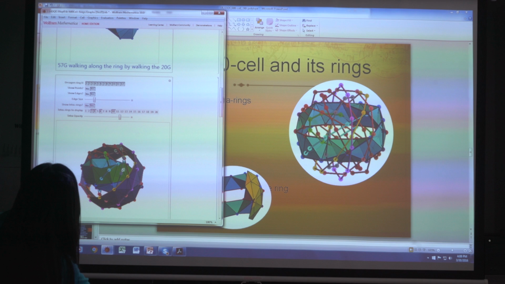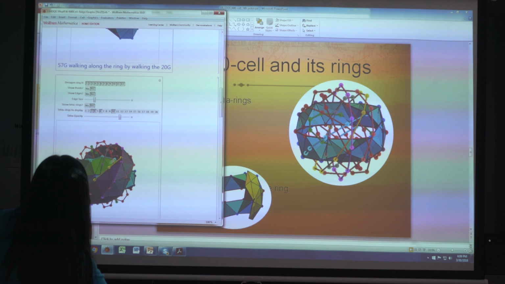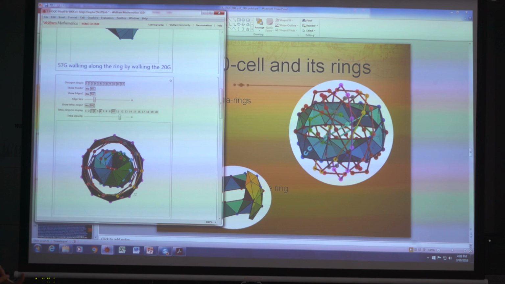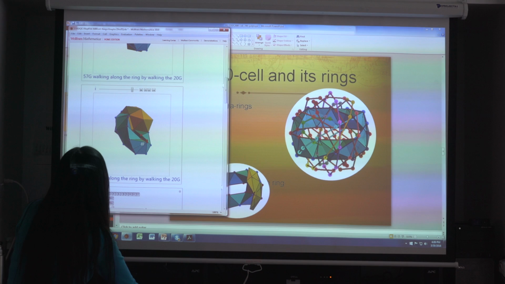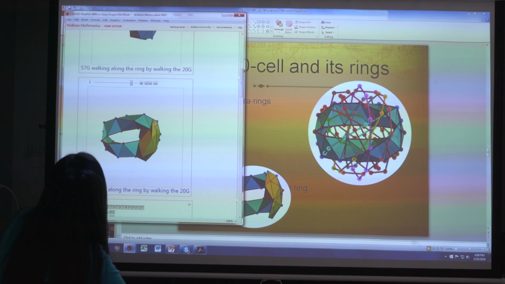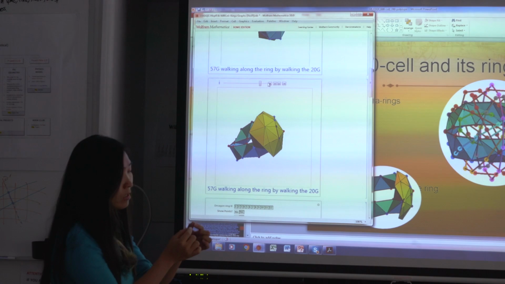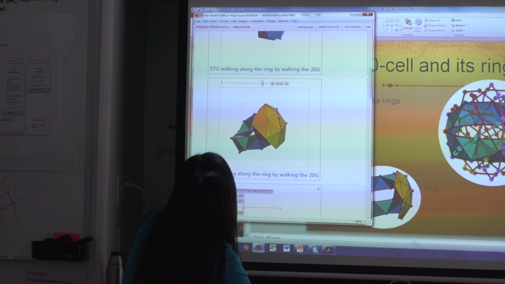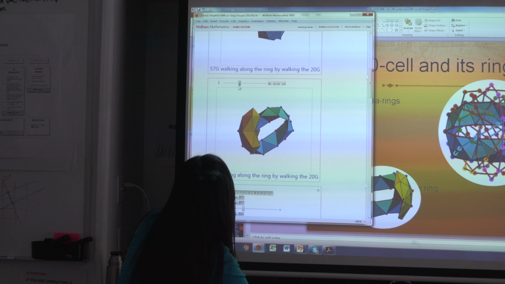But okay, so then we were thinking, if we wanted to model the 20 group or 57 group as a walking particle, what would it look like? So this is why I made this. Ray wants to make a ring on this shape. So this is a 57 group, basically: 57 tetrahedra with one tetrahedron at the center, and each vertex has around it 20 tetrahedra. So then you can see how the 57 group can walk along a ring. Yeah, that's cool.